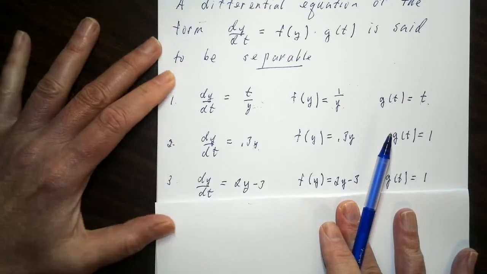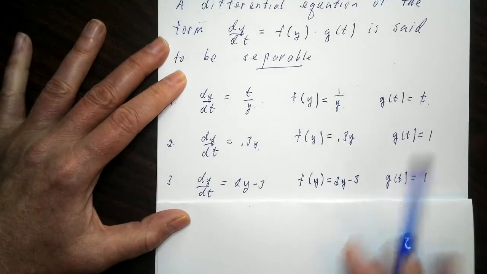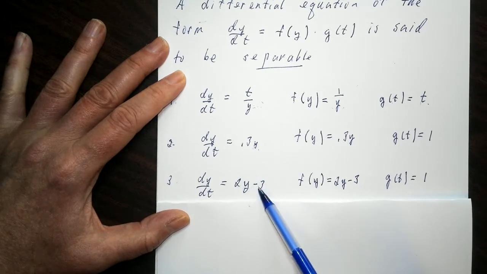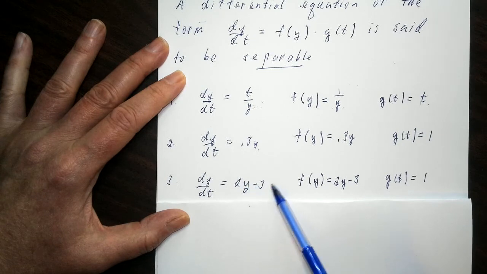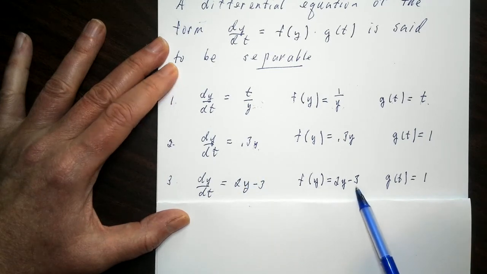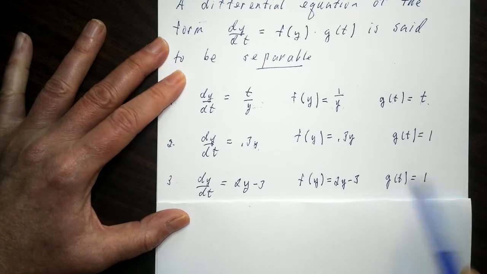dy dt equals 2y minus 3. The same idea. There's no t term here. Well, this is y of t, but we're not multiplying by any function of t. So I could let f of y be 2y minus 3 and g of t be 1.